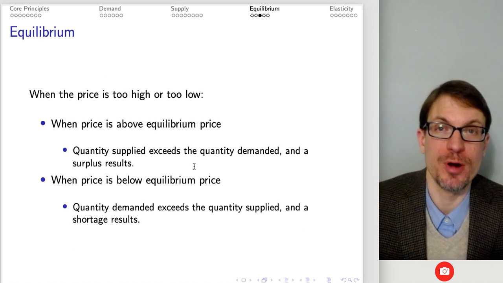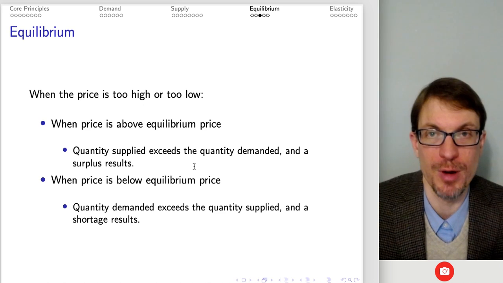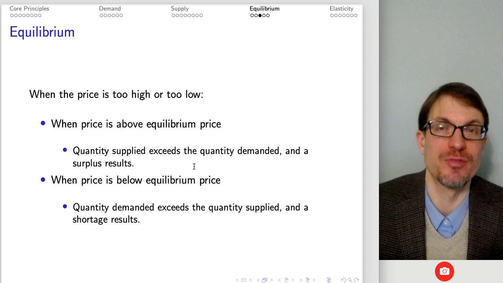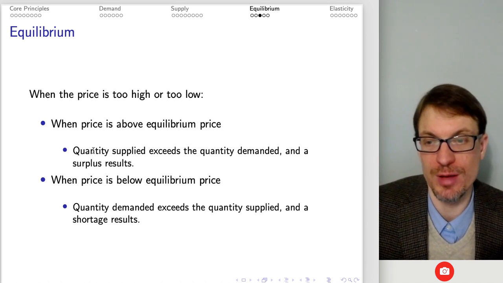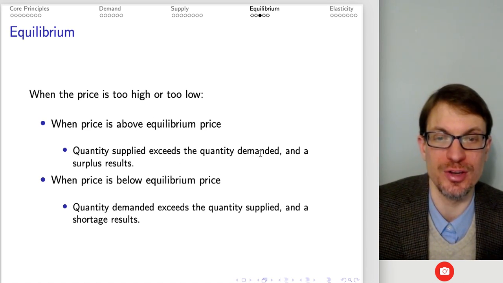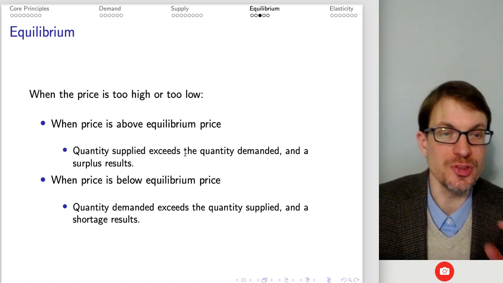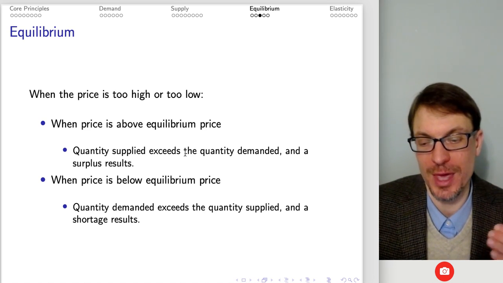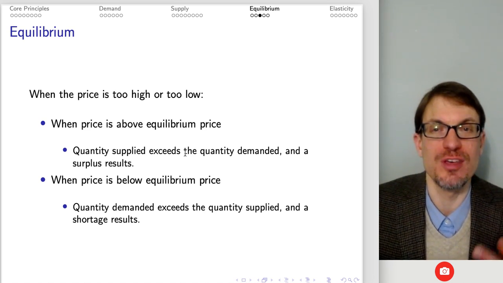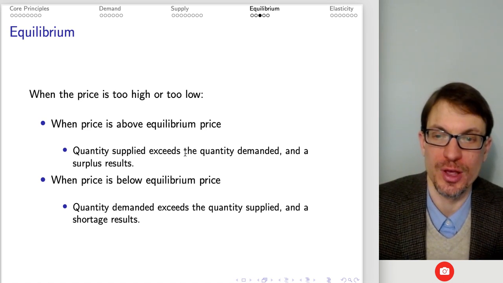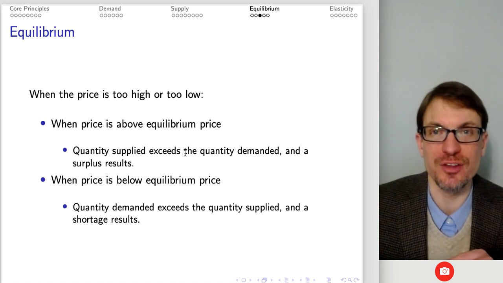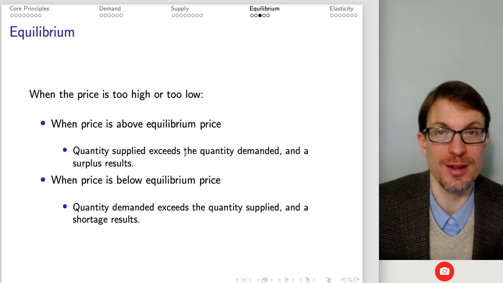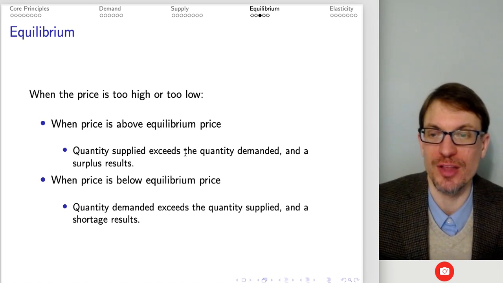Now, if the price is above the natural market equilibrium, or if the price is below the natural equilibrium, we've got a problem. If the price is above the equilibrium, the quantity supplied will exceed the quantity demanded, and we've got a surplus. Now, this is different from economic surplus. Economic surplus is the difference between the willingness to pay of buyers and the cost of sellers. It's the value that's created. This surplus is in the sense of extra. If quantity supplied is bigger than quantity demanded, sellers have brought more to the market than buyers want to buy, so we've got extra, we've got surplus.